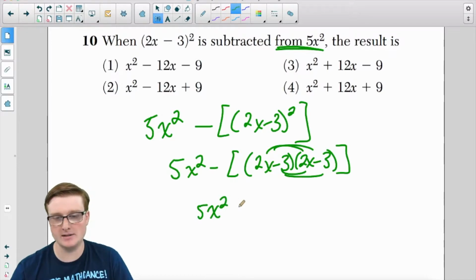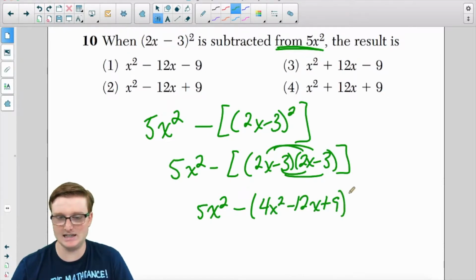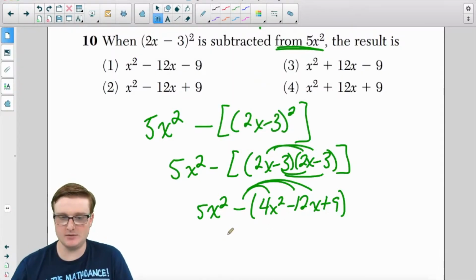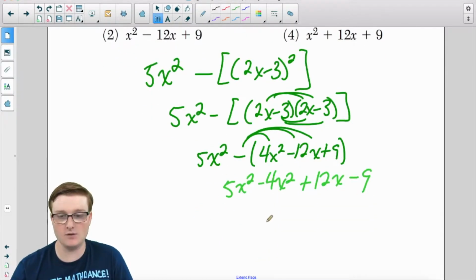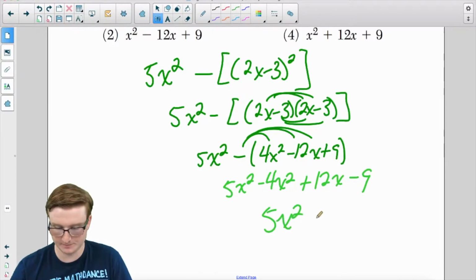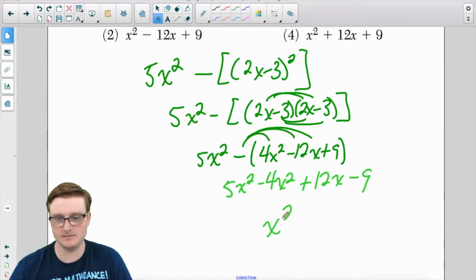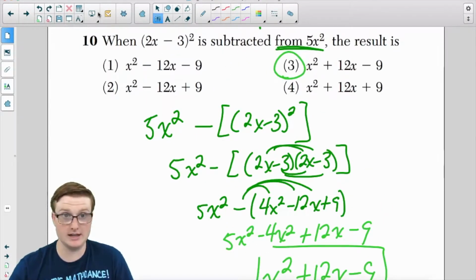So we get 5x squared minus, in parentheses, 4x squared minus 12x plus 9. Now we have to distribute that negative 1. From here, we simplify it to 5x squared minus 4x squared plus 12x minus 9. Continuing to solve, we then get, no, I'm sorry, not 5x squared, we just get x squared plus 12x minus 9. And that is going to be choice 3.